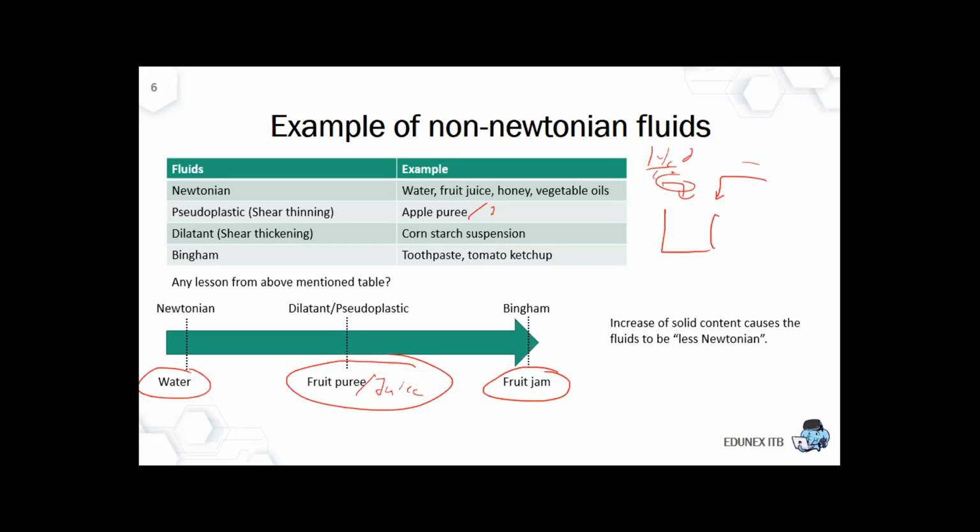I think you guys have learned about the pump types, haven't you? Yes, sir, we did. Okay, so never use a centrifugal pump for Bingham especially.